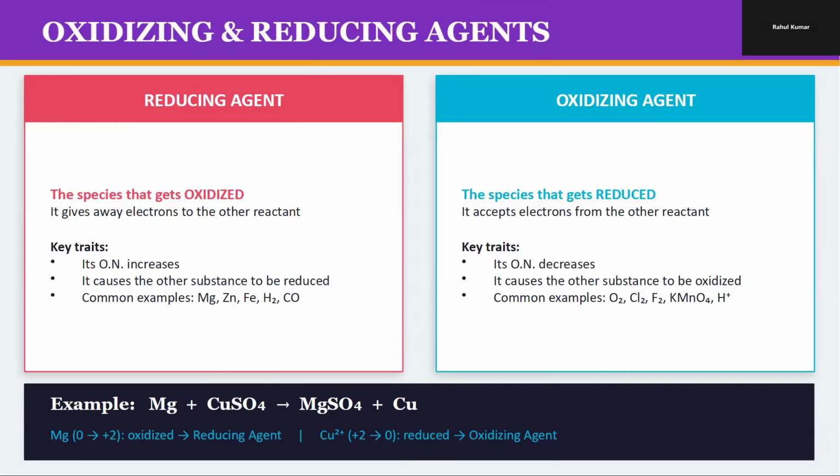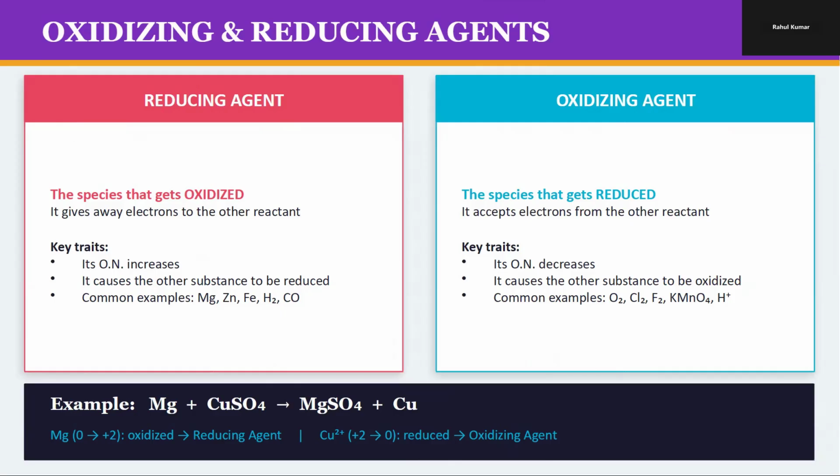Oxidizing and reducing agents. Now we learn a little bit more detail about the reducing agent and the oxidizing agent. The reducing agent is the species that gets oxidized itself, so it gives away electrons to the other reactant. The key traits are its oxidation number increases, but it causes the other substance to be reduced because it transfers the electrons to the other species and helps them to reduce. Common examples are magnesium, zinc, iron, H2, and carbon monoxide.